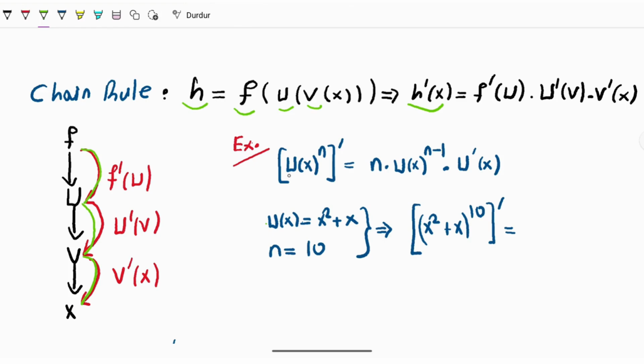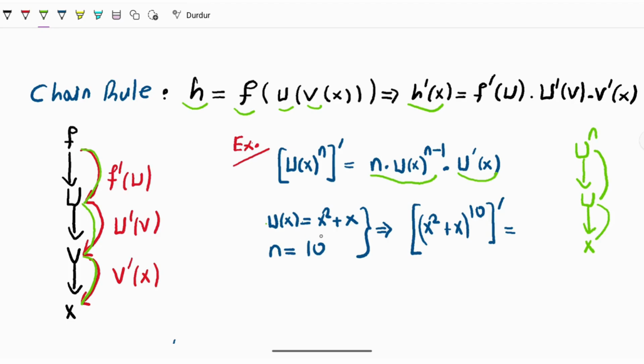Consider u of x to the power n, and derivate this function. As you see, u to the power n depends on u and u depends on x. By using this chain, we first derivate u to the power n with respect to u, that is n times u to the power n minus 1, and derivate u with respect to x.